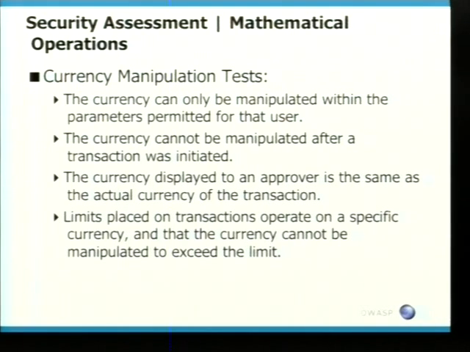So the first set of tests that we start to look at is the currency manipulation tests. Everybody here who's used their online banking obviously can transfer money out and get currency, etc. What we've noticed is that these types of applications are quite vulnerable to tampering with the parameters. So the currency can only be manipulated within the parameters permitted. Another example is between Middle Eastern banks, so Pakistan, India. There are restrictions on where you can and cannot transfer between different currencies.